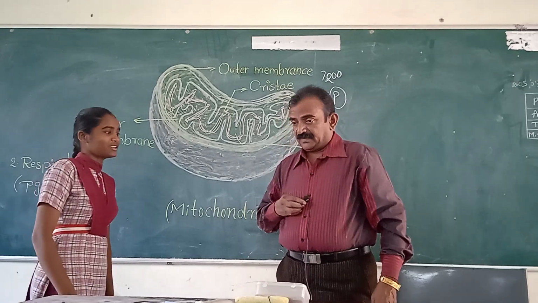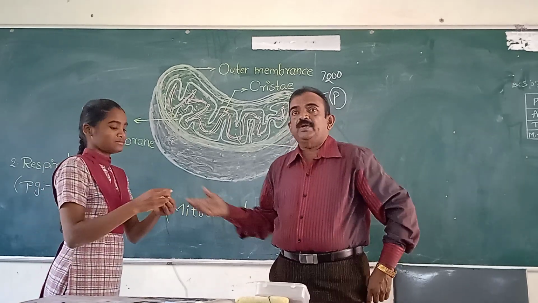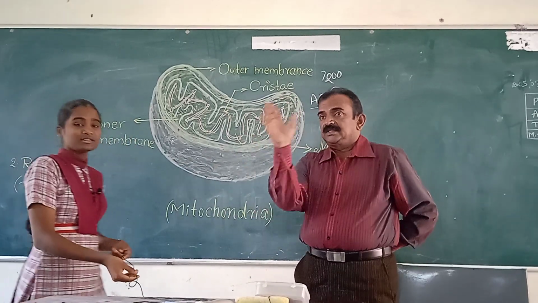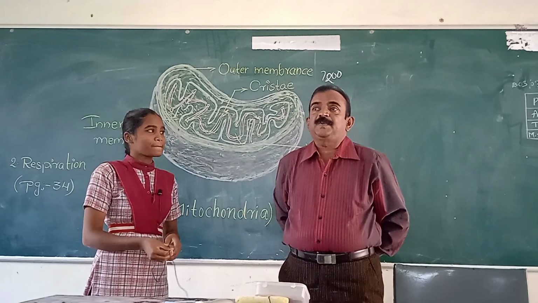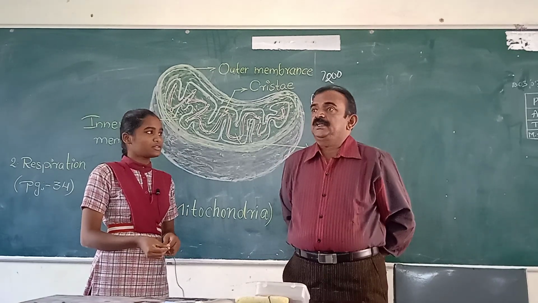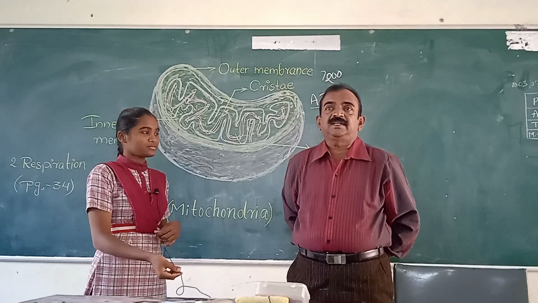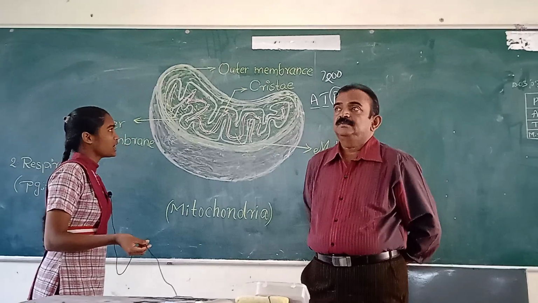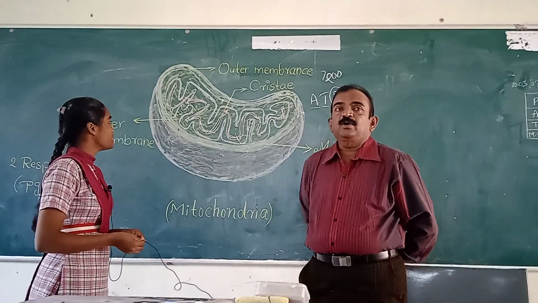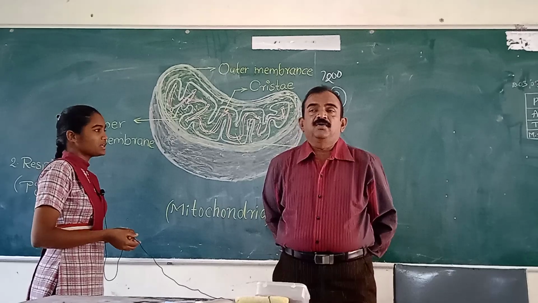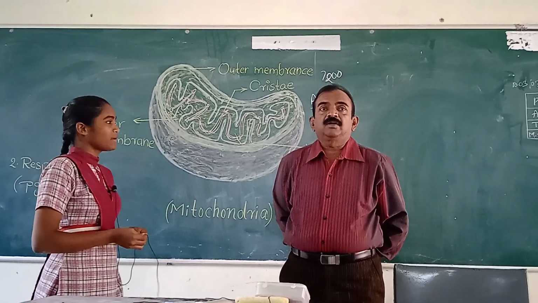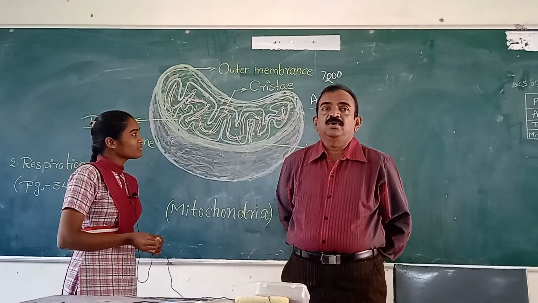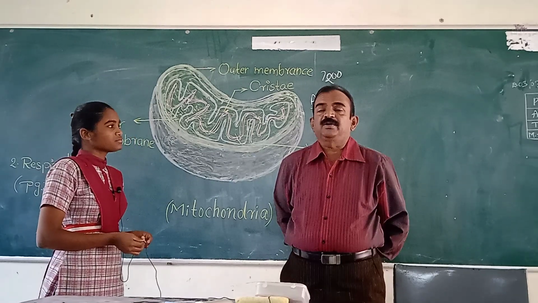Today's topic is mitochondria. Unit 2, respiration, page number 33 and 34. Information is on 33 and the diagram is on 34. Mitochondria consists of four main parts. Number 1, outer membrane. Inner membrane. Cristae, matrix. So these are the four parts that we observe in mitochondria.